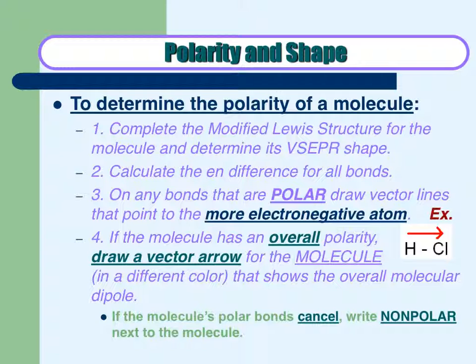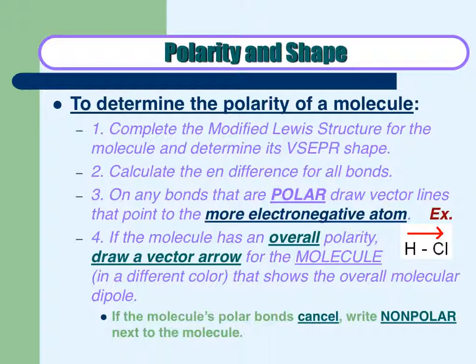If you're a step-by-step kind of person, here are your steps to determine whether or not your molecule is a polar molecule. The first step that we've been working on in general is to completely finish the modified Lewis structure and determine its shape using that VSEPR theory we talked about, so that table you filled out on the last set of notes. Then you're going to look at every individual bond that you have in that molecule and determine the difference in electronegativity. If any of those bonds are polar, you're going to draw what we call a vector line that points toward the more electronegative atom.